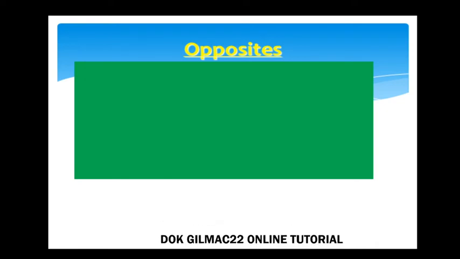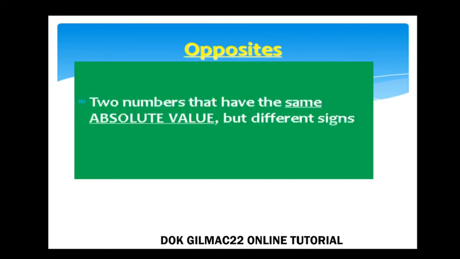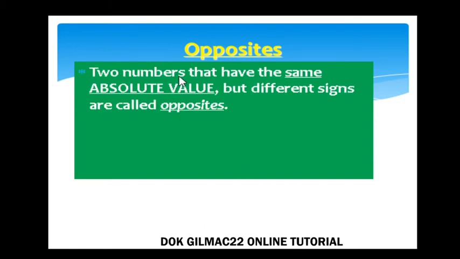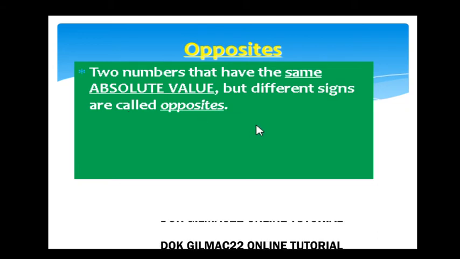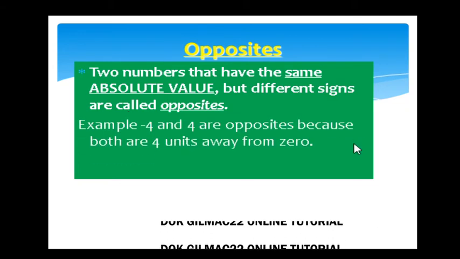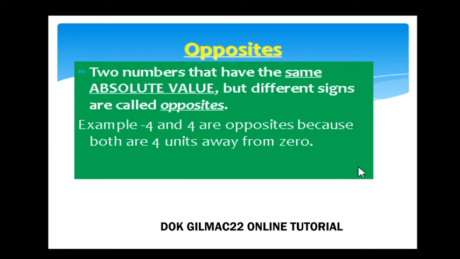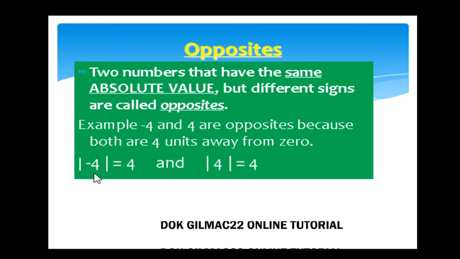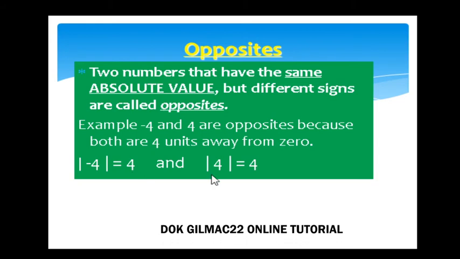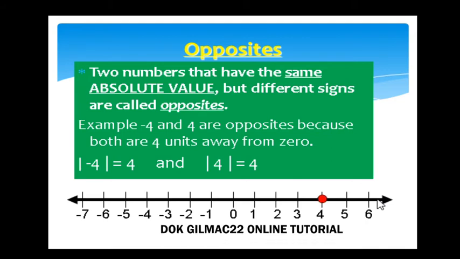Okay. What are opposite numbers? Okay, when we talk about opposite numbers, two numbers that have the same absolute value but different signs are what we call opposites. Okay, say for instance, negative 4 and positive 4 are opposite because both are 4 units away from 0. Okay, absolute value of negative 4 is equal to 4. Absolute value of positive 4 is equal to 4. Okay, so as you can see here.